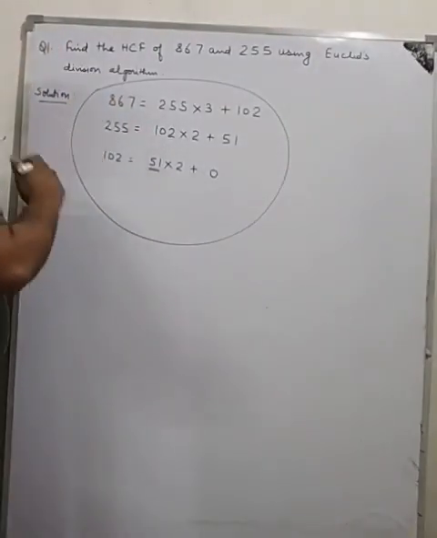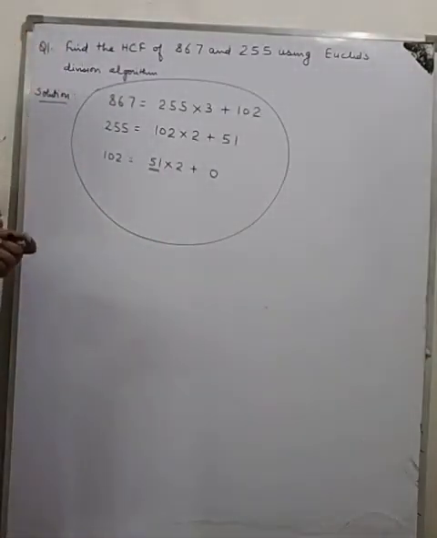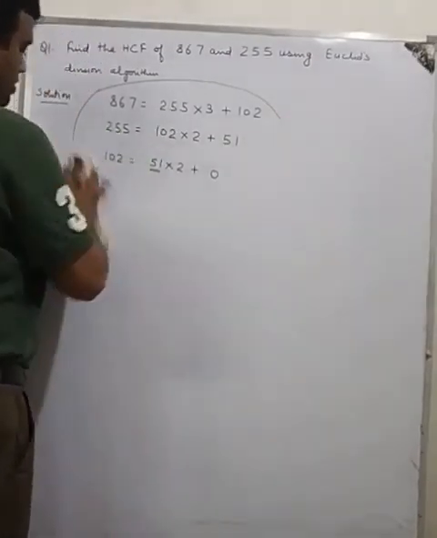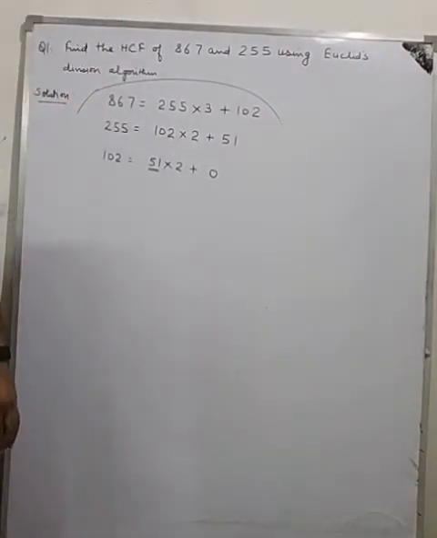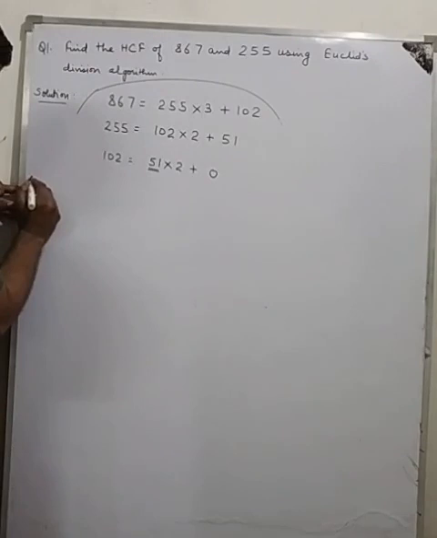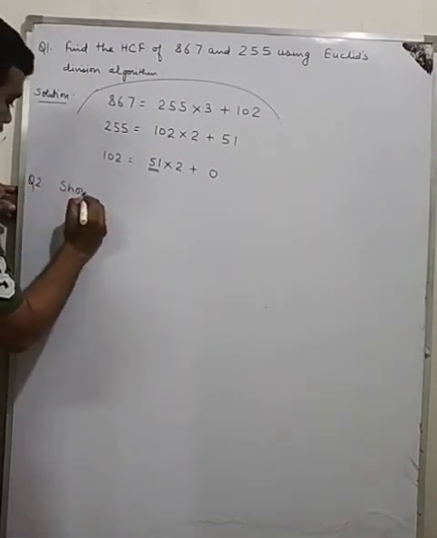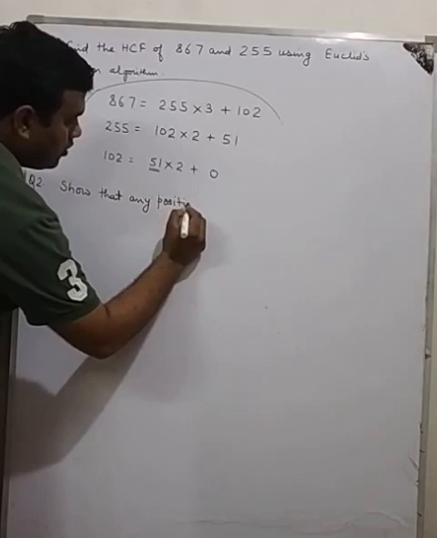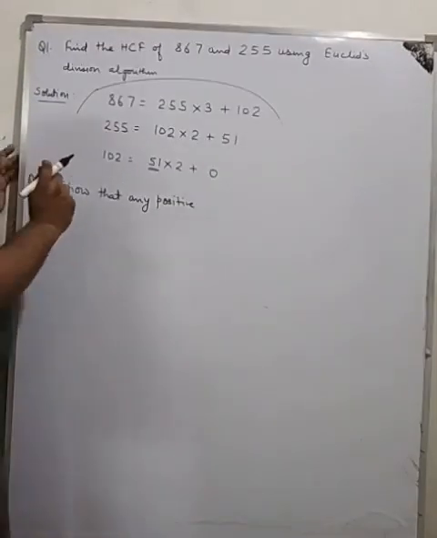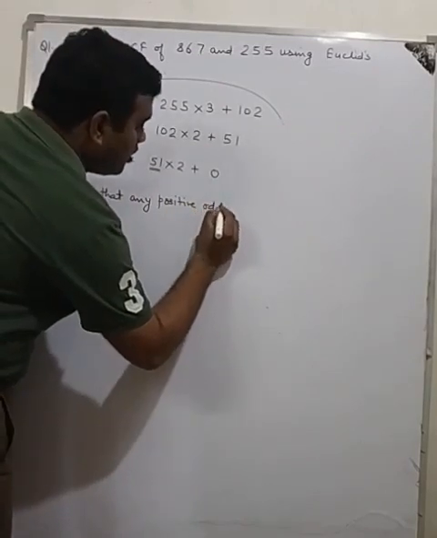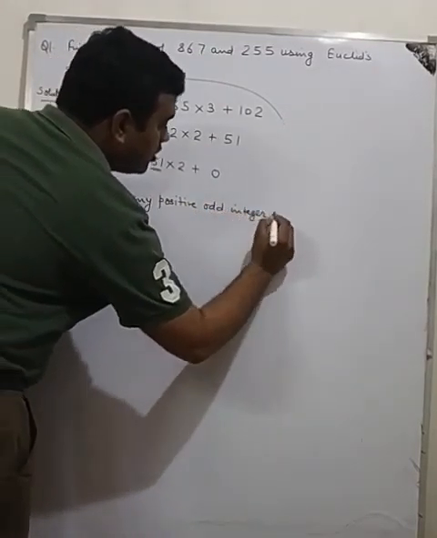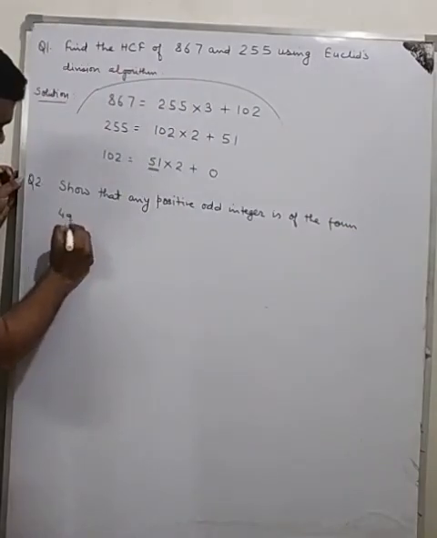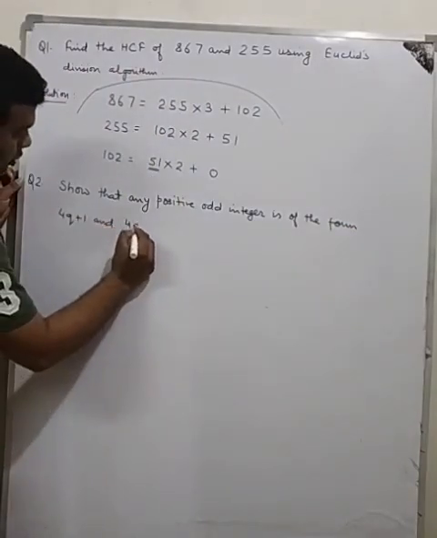So now let's do the second question. The second question is: show that any positive odd integer is of the form 4q plus 1 or 4q plus 3.